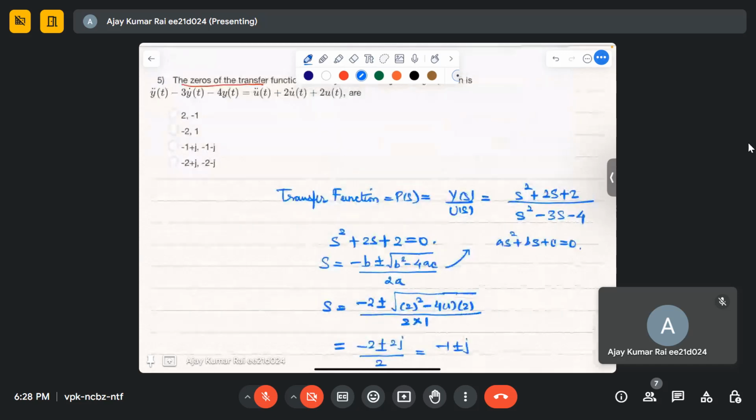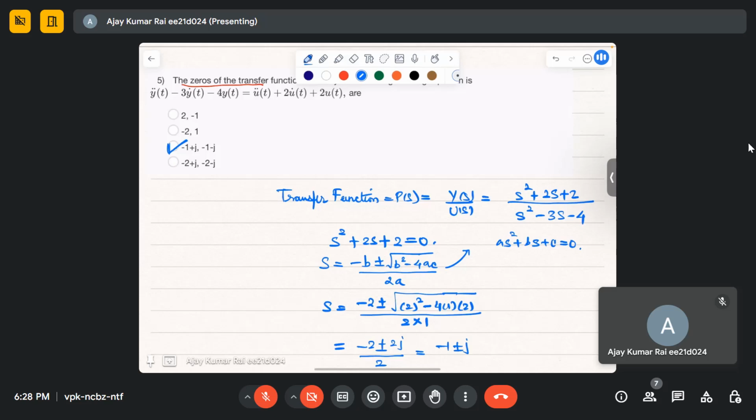Okay, so this is correct. So this was also very simple. In questions 4 and 5, we are given an equation, we have found the transfer function, and we are finding the poles and zeros. To find the poles, you put the denominator equal to 0 and find the roots, and those roots are the poles of the transfer function.